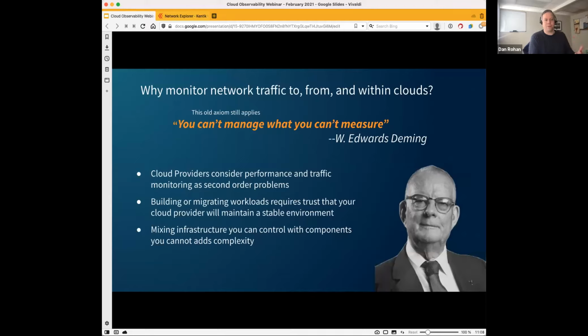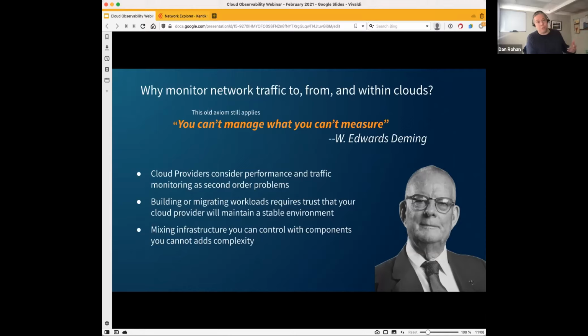Because when a drive fails, the system's designed so that there's enough redundancy that your users won't see impacts in their read or their write times or their latencies. But when networks fail, it's just not the same level of abstraction. There's almost always an impact. Packets are dropped, network latency or jitter increases, even if it's momentary. And so for many of our applications, this stuff really matters. And so building or migrating workloads into the cloud requires that you sort of trust your cloud provider, to the second point on the slide, that they can maintain a stable environment.